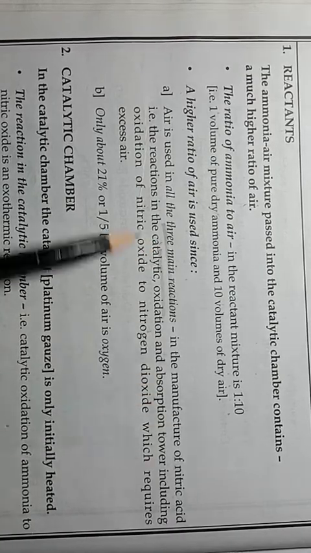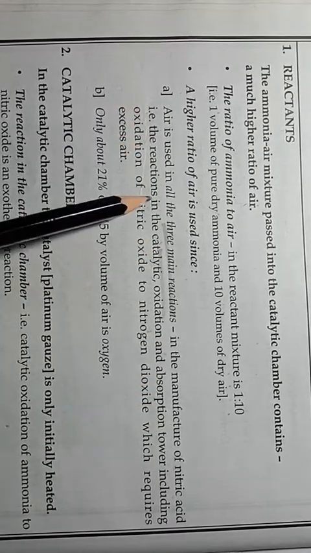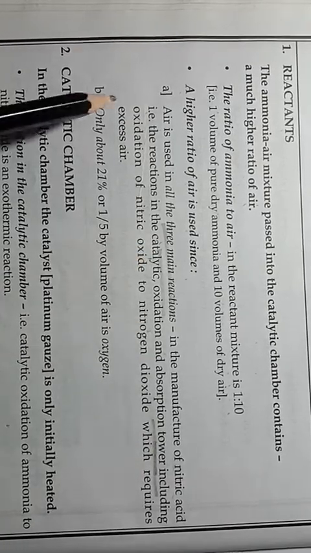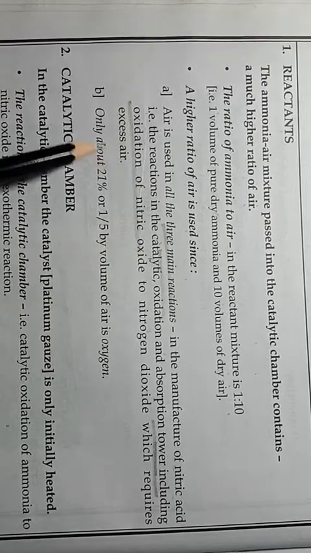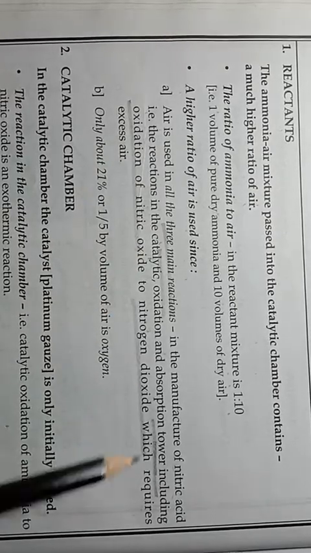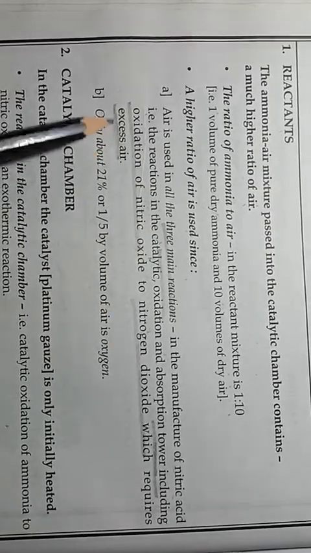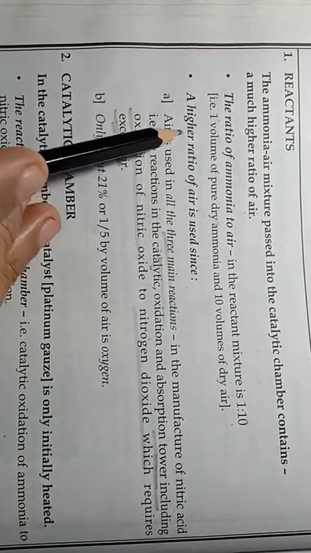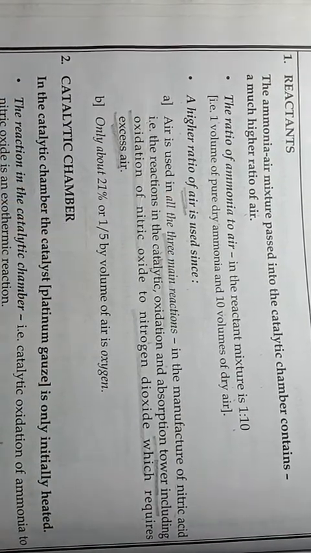In the manufacture of nitric acid, the reaction in the catalytic chamber, oxidation and absorption tower, including oxidation of nitric oxide to nitrogen dioxide, requires excess air, and that is why we are using a higher ratio of air.